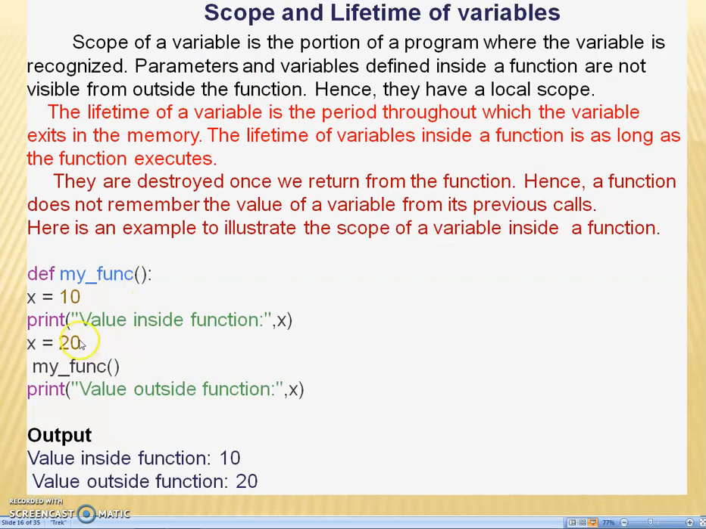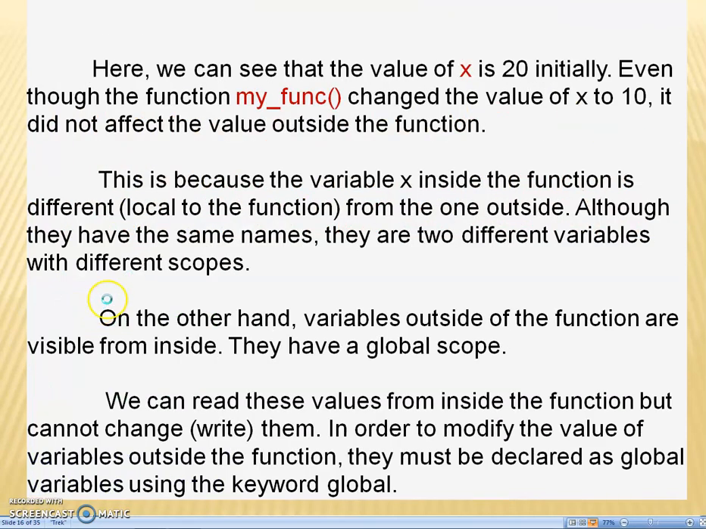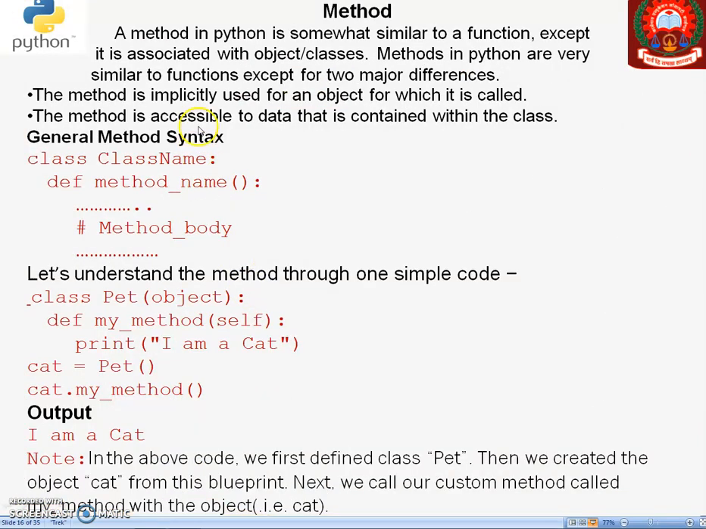Means here this x and x, even if you look, these variable names are the same, but they are different because their scope is different. On the other hand, variables outside the function are visible from the inside. They have a global scope. So we can read this value from inside the function but cannot change them. In order to modify the value of a variable outside the function, it must be declared as a global variable using the keyword global. We are going to see how it can be done.